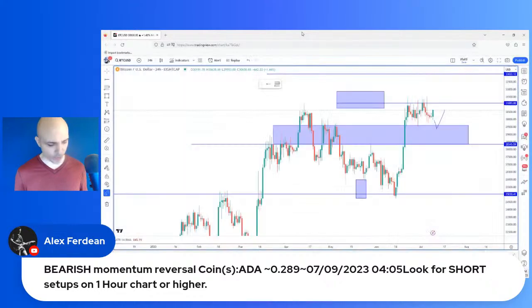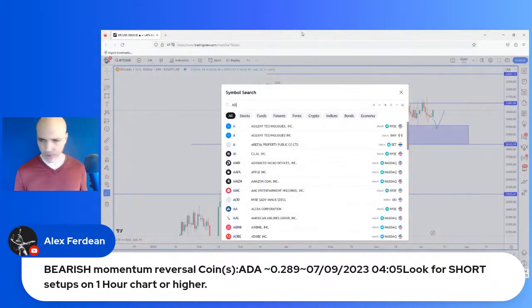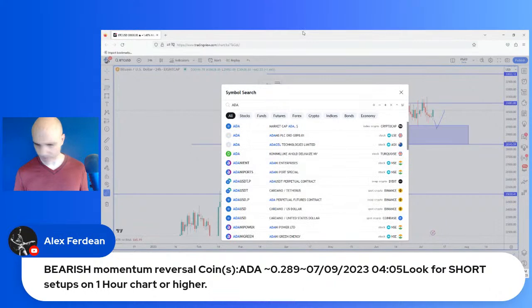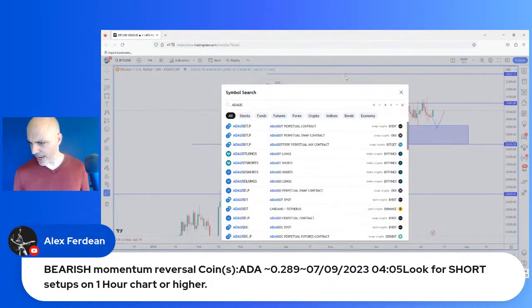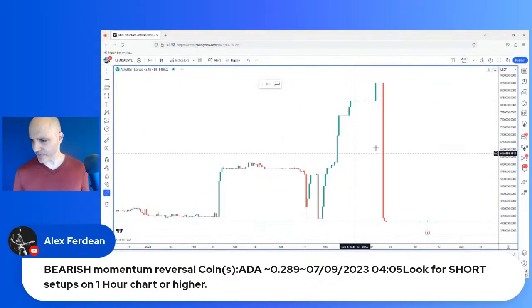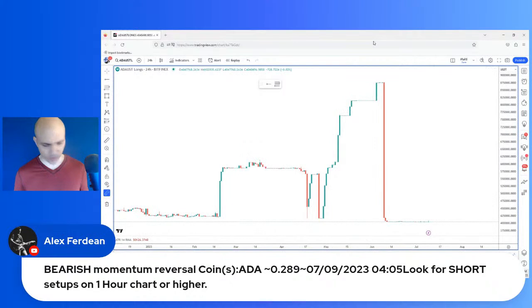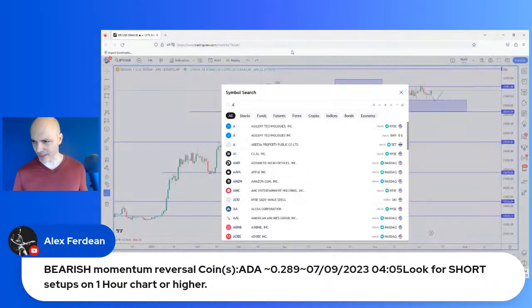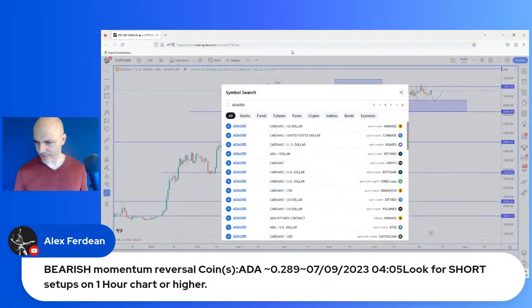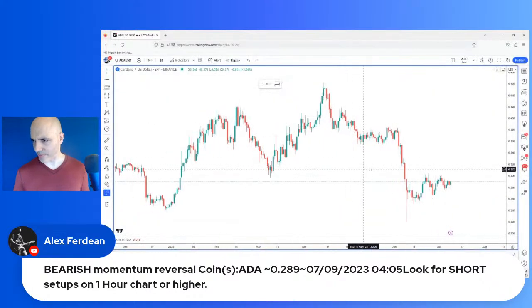All right, so let's pull Cardano up here. Let's take a look at Cardano. I'll go to Bitfinex. That's not right, ADA US. No, that's the wrong one. Hold on, Cardano doesn't look like that. Okay, hold on, here it is, Binance. All right, so we'll take a look at Binance.